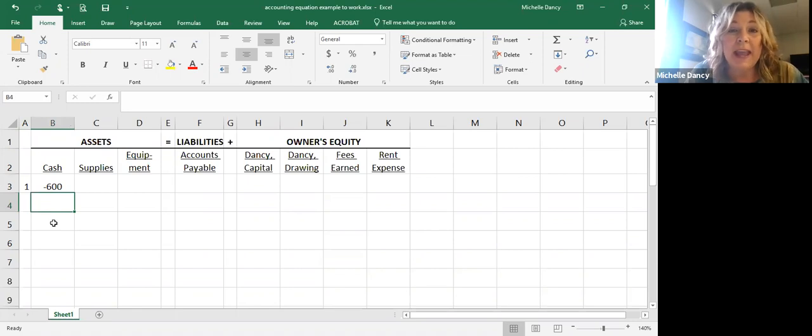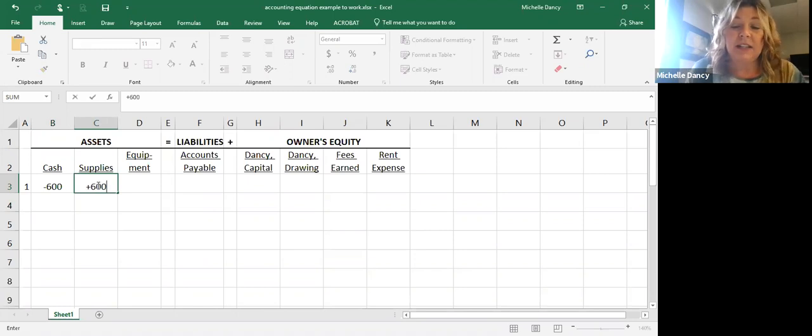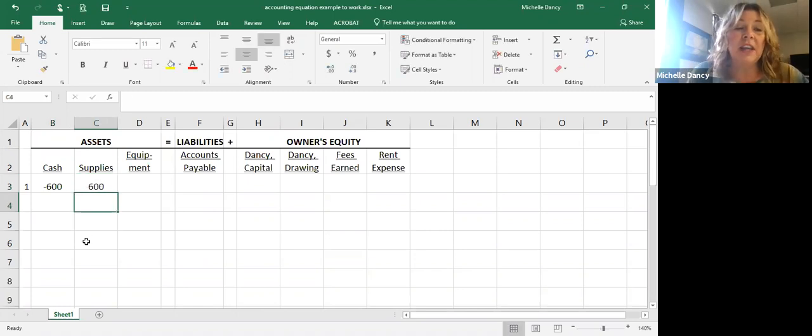Now, it said that I paid cash for supplies. What kind of an account are supplies? That's right, they are an asset because they have value. So if I purchased or bought more supplies, then the balance in my supplies account is going up or down? That's right, it's going up. And it's going up by how much? That's right, $600. So I'm going to have a positive 600 underneath supplies.